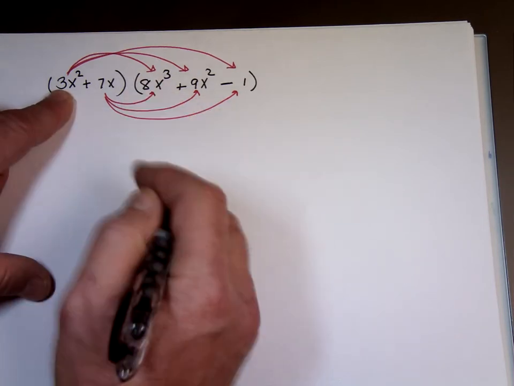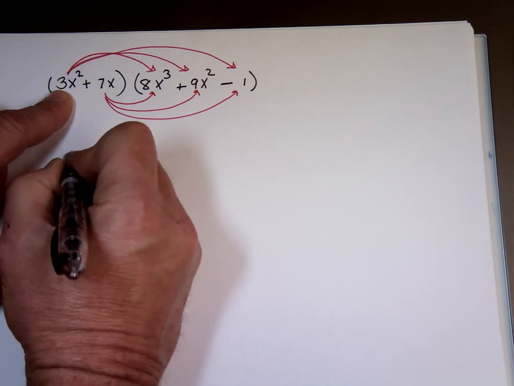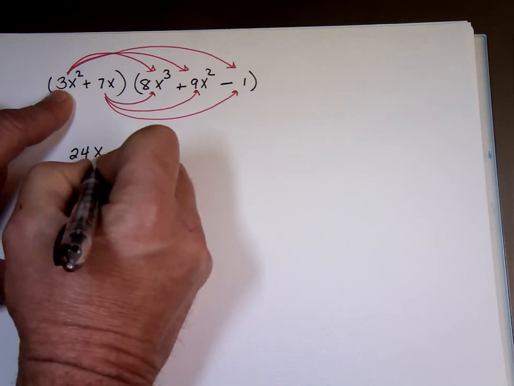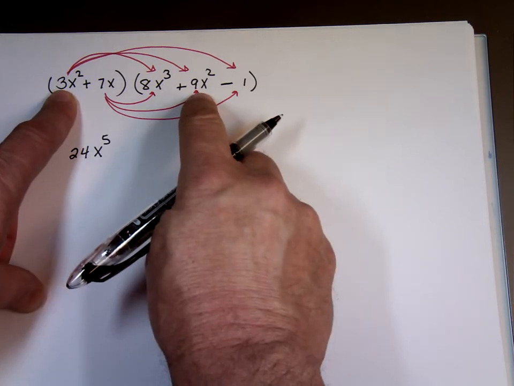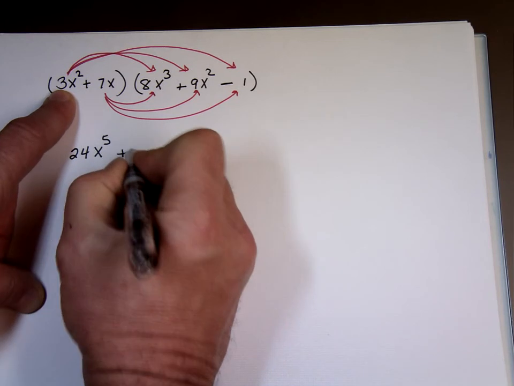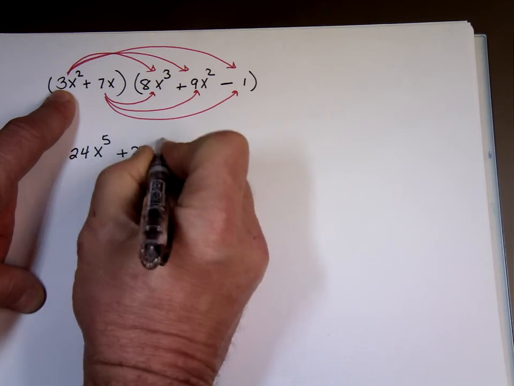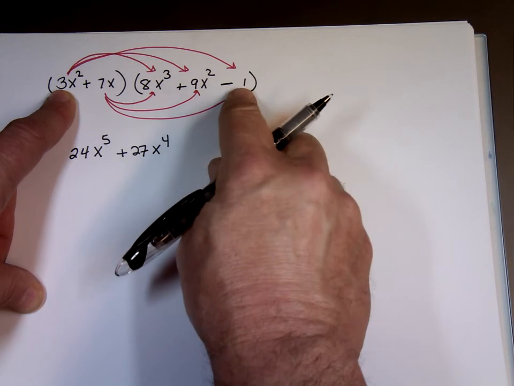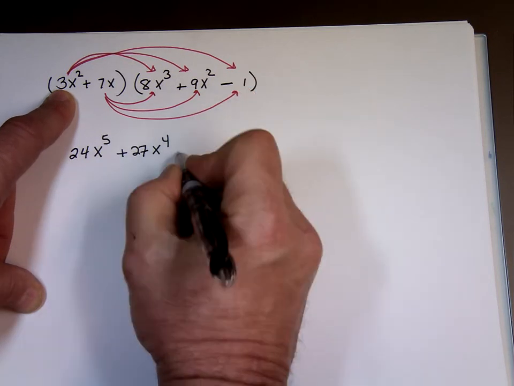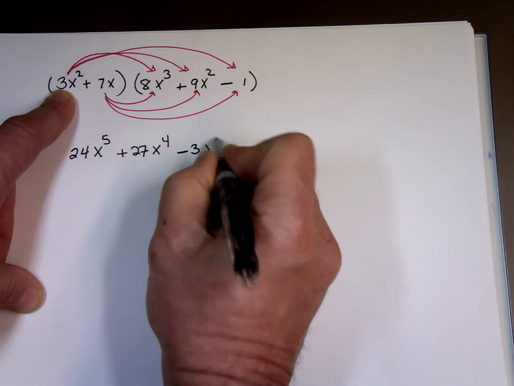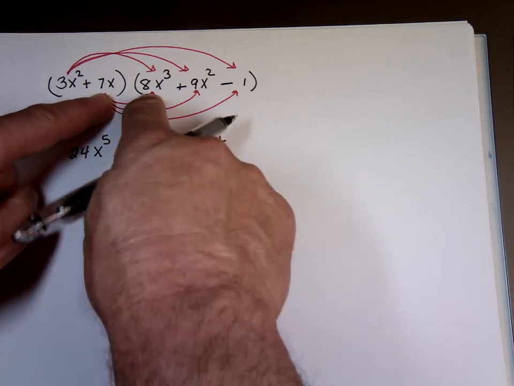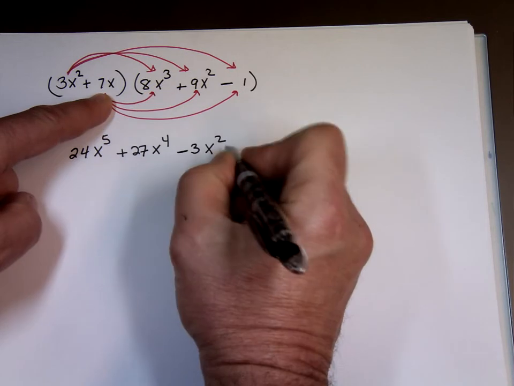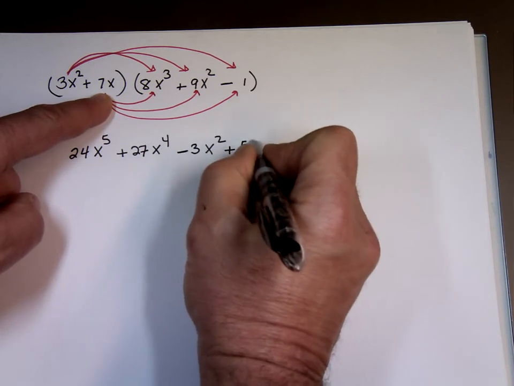3 times 8 is what? 24x to what power? Fifth. Next one. 3 times 9. 27x to the fourth. The last one. 3 times a negative 1. Negative 3x squared. Now grab the 7x. 7x times 8x cubed. 7 times 8. Is that a 56? X to what power? 4.